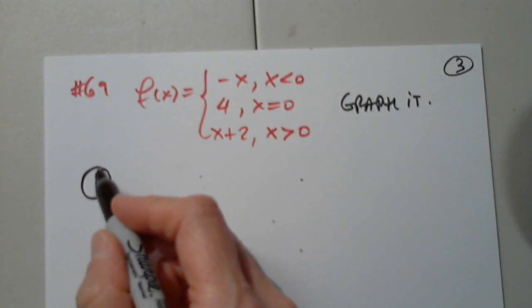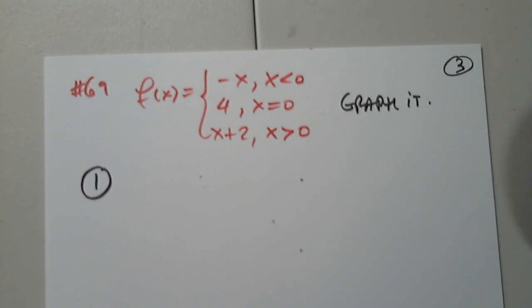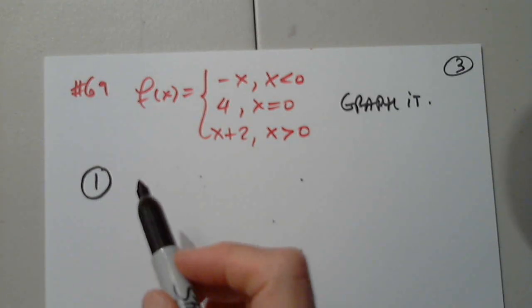What is always the first step, no matter what? When graphing functions, we always have a first step. What is it? Figuring out the domain. Excellent.